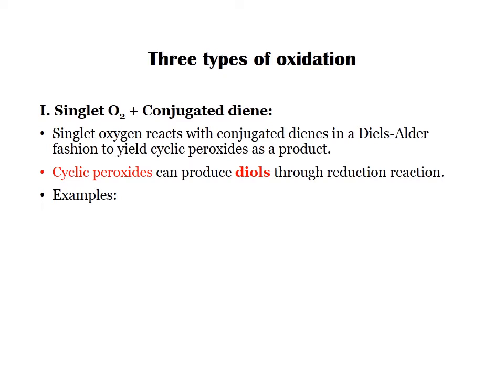In the first type, your singlet oxygen, that is excited state oxygen, can interact with conjugated diene. So singlet oxygen reacts with the conjugated diene in a Diels-Alder fashion. So we know Diels-Alder reaction, 4+2 addition reaction, and it yields cyclic peroxide as a product. The cyclic peroxide can produce diols through reduction reaction. Okay, now let us look at the example.